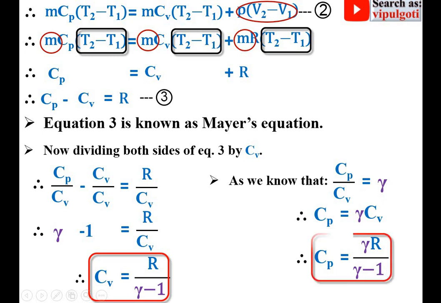Make a box. So far we have three different relations. The first answer is the derivation of Cp minus Cv is equal to R. The next answer is the value of specific heat Cv in terms of the adiabatic index gamma. The third answer is the specific heat at constant pressure in terms of gamma, the adiabatic index. I am going to make a box over here also.